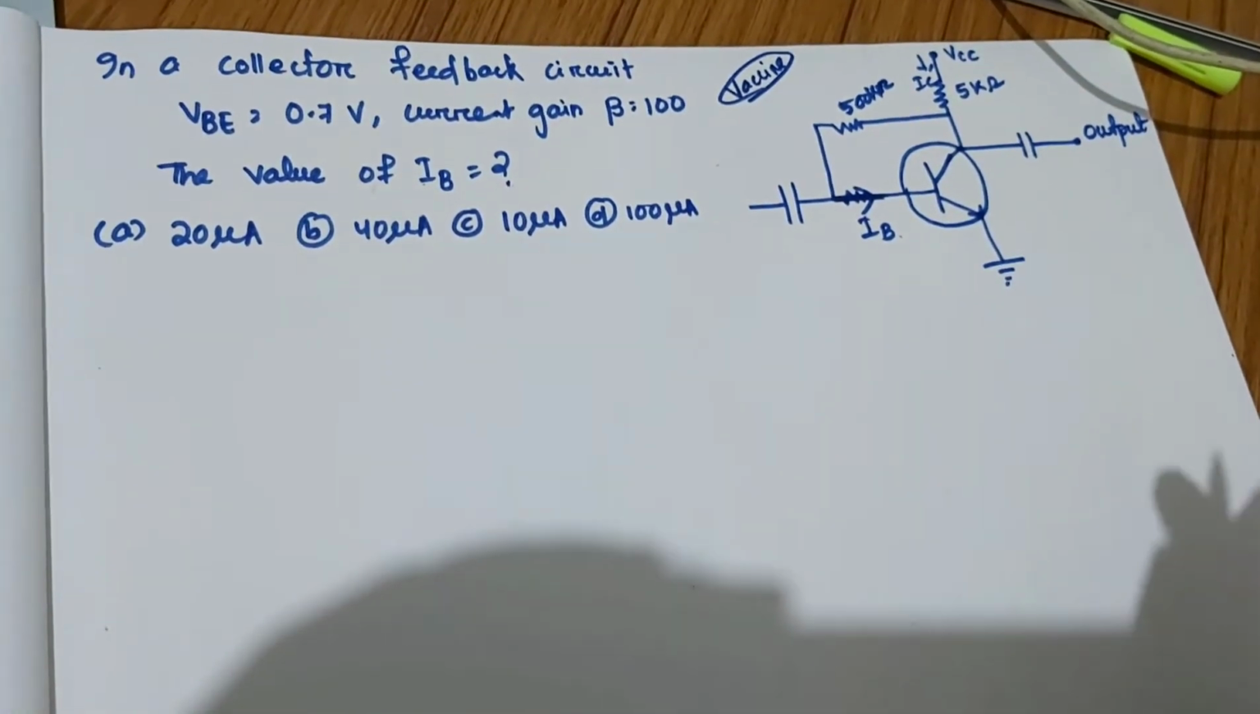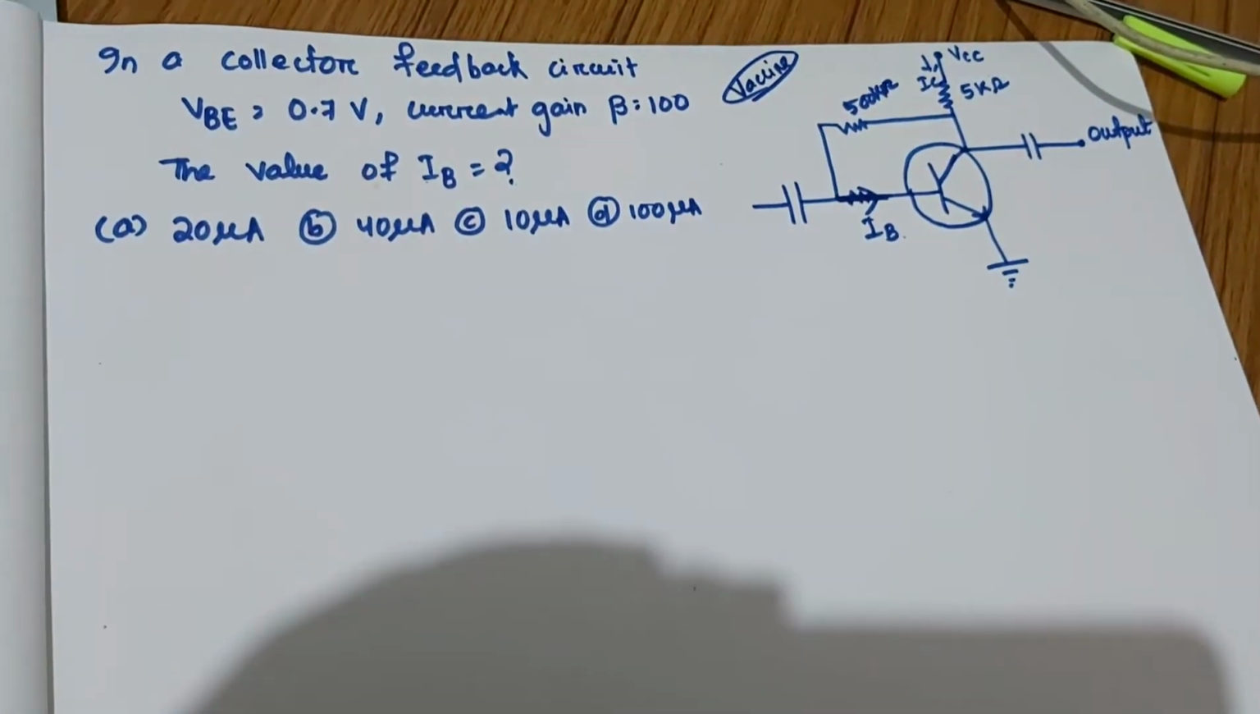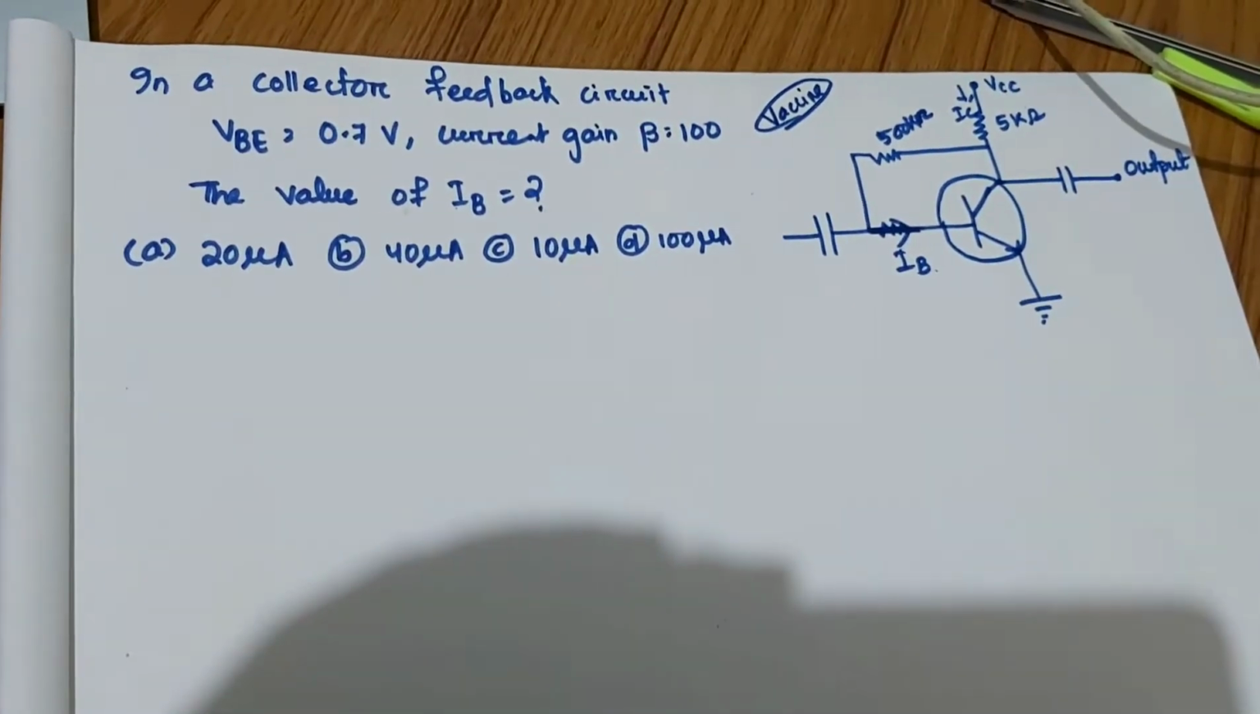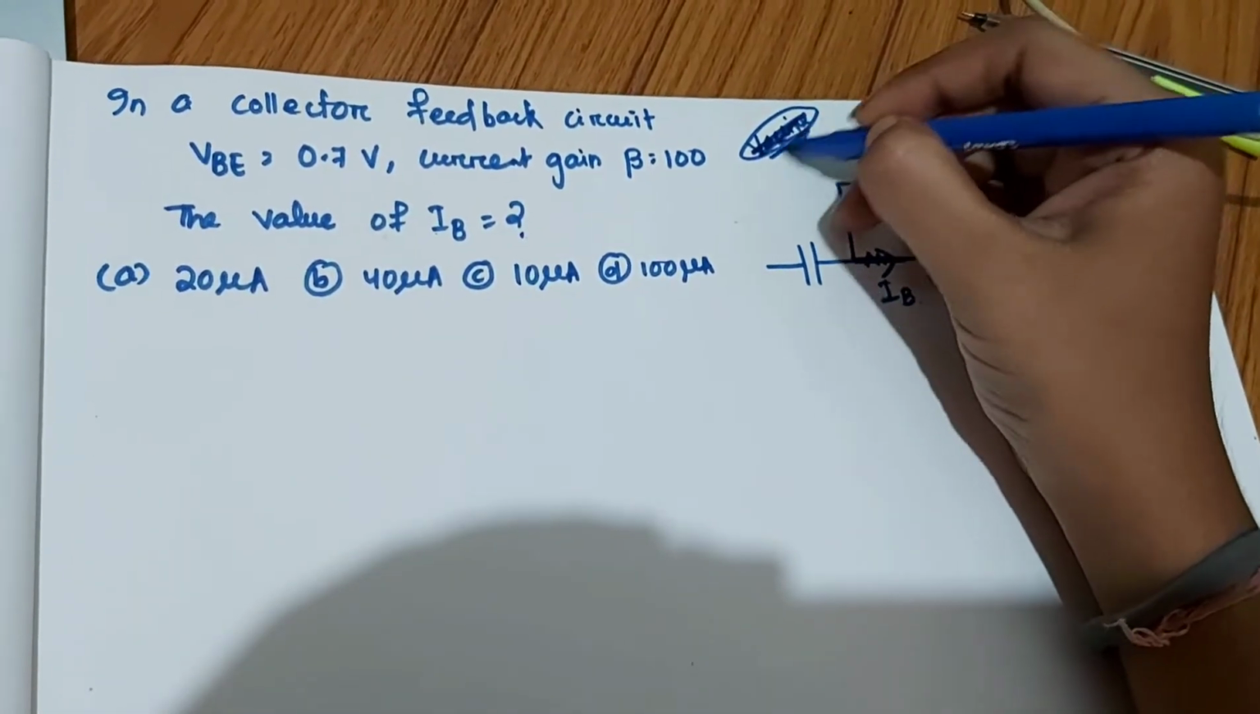Today we'll discuss one more question from our previous CSIR NET exam. As we can see on your screen, the question is from electronics. This question carries 5 marks.